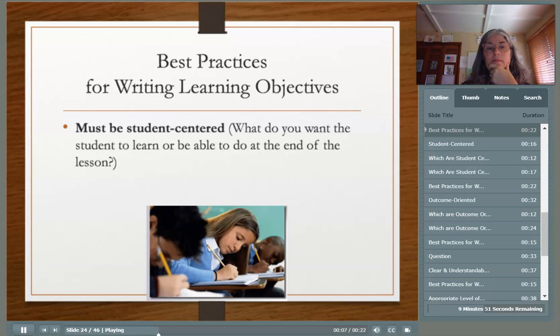First of all, they should be focused on the student, or student-centered. So the learning objective should not be about you, the teacher. They should be about the student. What do you want the student to learn or to be able to do?